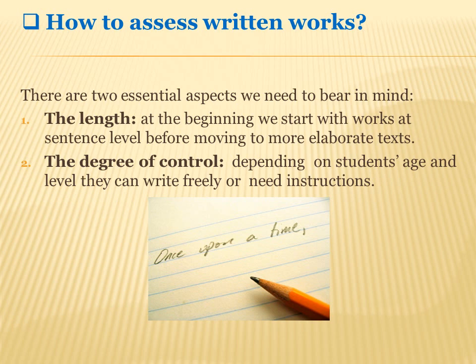How can we assess written works? We have two essential things that we need to bear in mind: the length and the degree of control. When we talk about the length, at the beginning we start with works at sentence level before moving to more elaborate texts. So we need to do it little by little. And the second one is the degree of control. Depending on students' age and level, they can write freely, or sometimes they need some instructions that the teacher can give them so they can do it in a proper way.